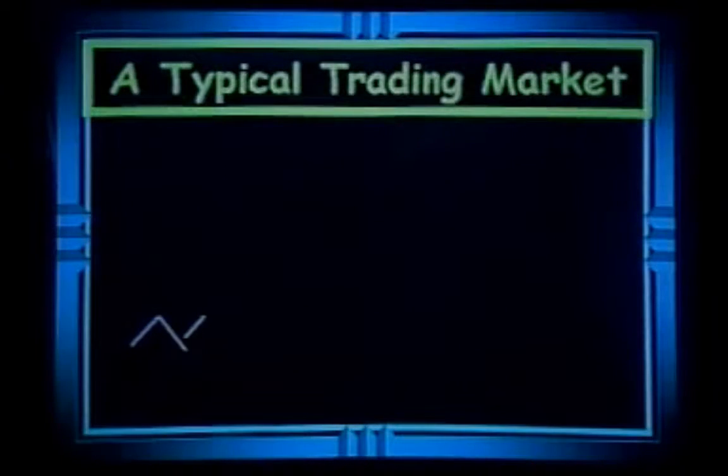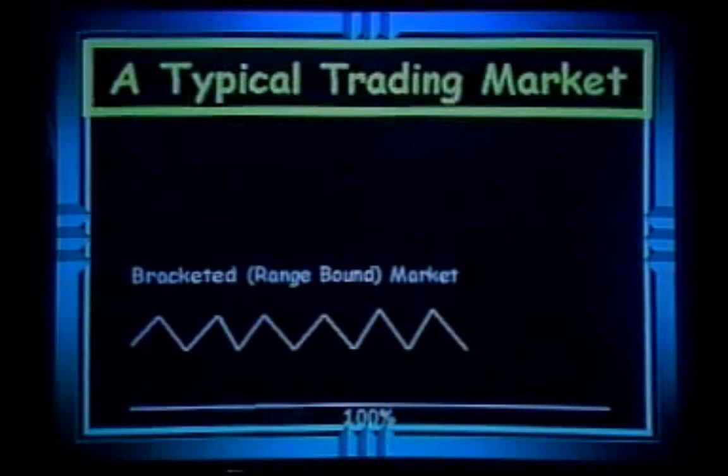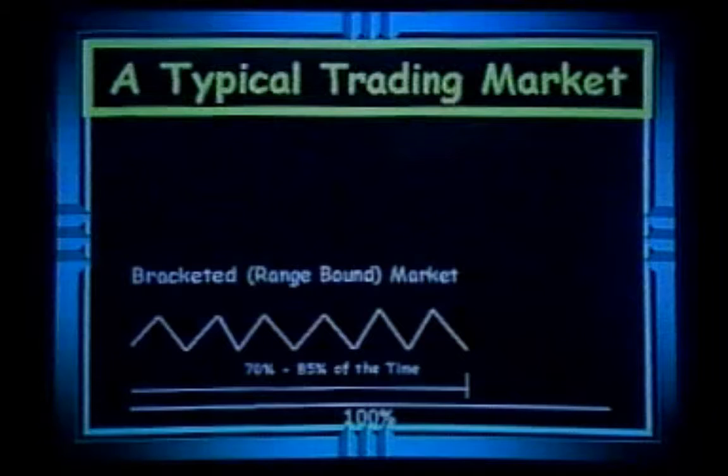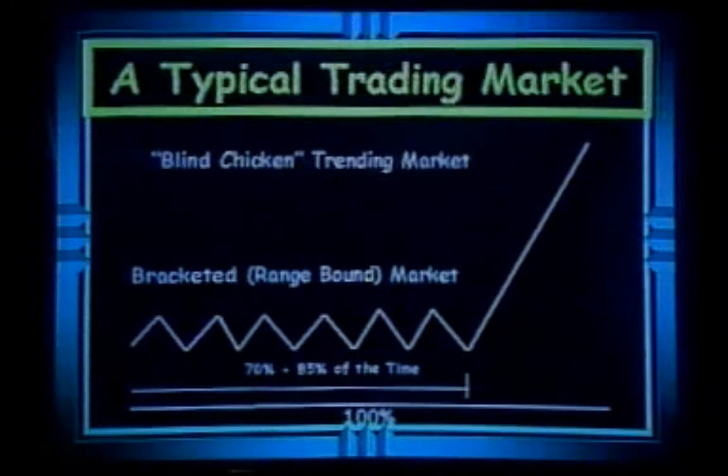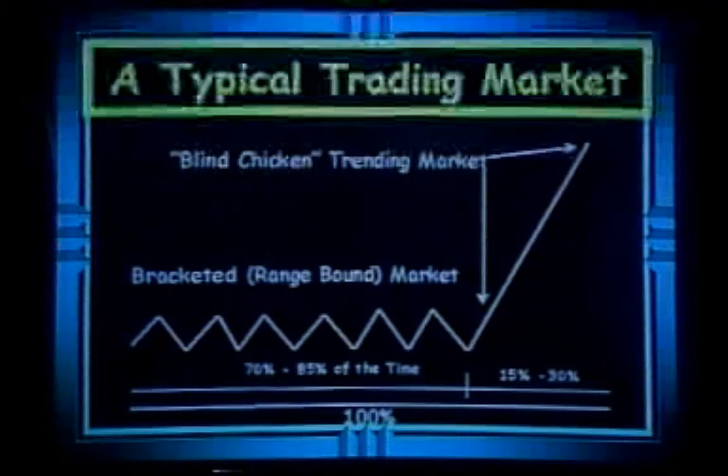Remember, we had a typical trading market. And remember from a couple of weeks ago, we talked about the typical trading market simply goes back and forth in a bracket, a range-bound market, about 80% of its life. Anywhere from 70 to 85% of the time, it's in this bracketed market. We want to stay out of that bracketed market, but we don't want to lose any of these blind chicken trades, these trend trades, because that's where our money is made. But that only happens about 15 to 30% of the time. So if you're busy trading in this market here, you're going to give back most of your profits. And here, if you can stay out of the bracketed markets, your profits are going to accumulate.